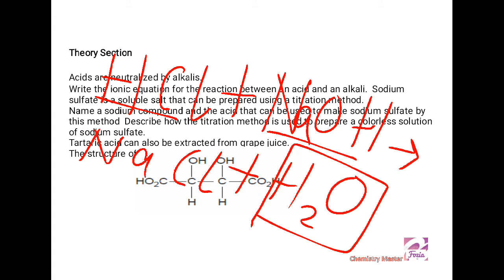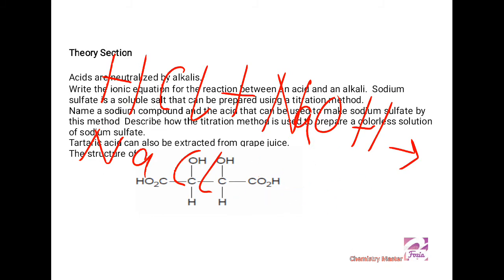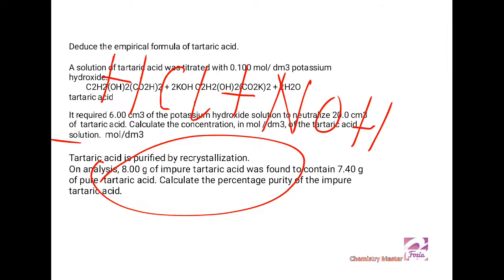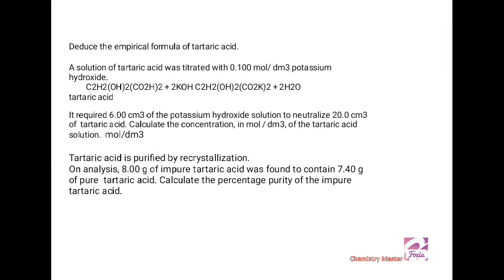Then tartaric acid can also be used. Tartaric acid can also be extracted from grape juice. The structure is given here. Just write the molecular formula for this compound by counting carbon number, hydrogen number, and oxygen number. When you write the correct molecular formula of tartaric acid, just try to find the simplest whole number ratio to get the empirical formula.